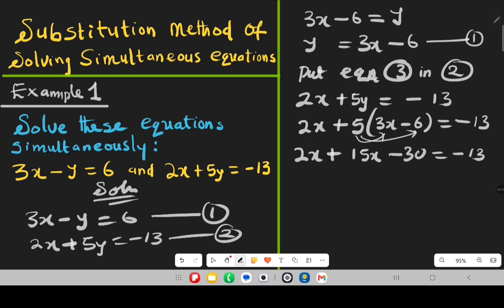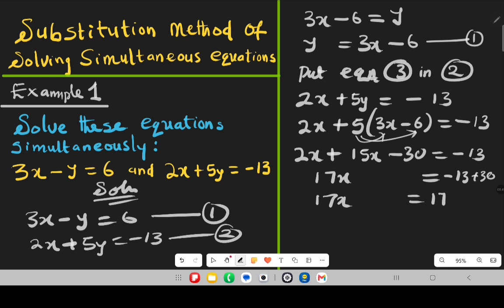Now we collect the like terms, meaning numbers to one side and the ones with alphabet to one side. Then if we do that, we are having 2x plus 15x gives us 17x equals minus 13. Minus 30 crossing sign of equality becomes plus 30. Then we have 17x equals minus 13 plus 30, meaning 30 minus 13, which gives us 17.